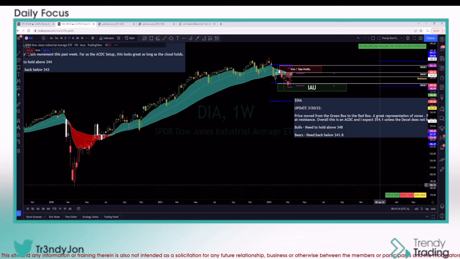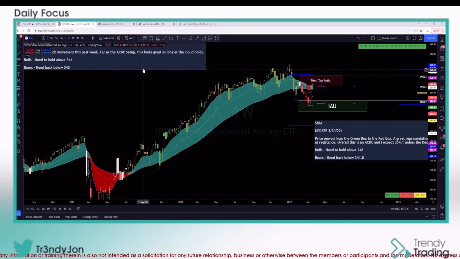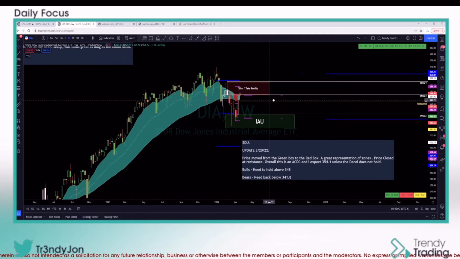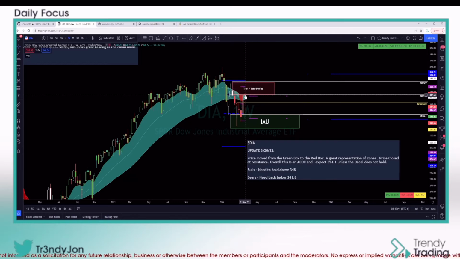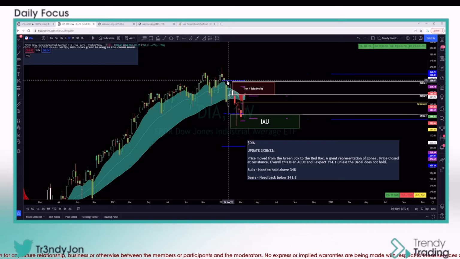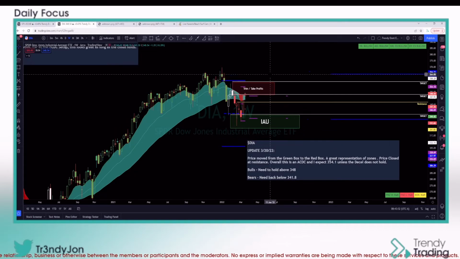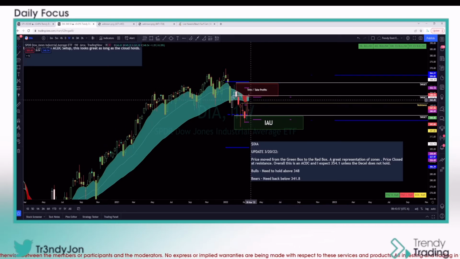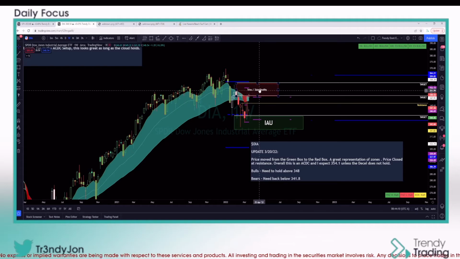On the DIA, again, a different look, a little bit cleaner. And I have notes if you guys want to read that. We have moved from the green box to the red box. We didn't have much movement. It is a continuation candle. We are above the cloud. And the supply is really up here towards the yearly edge, coming in around 359 to 364. So this, again, is on my radar to watch, but it is into some supply. It's not the first time we came into a little bit of this supply. So as long as we hold above the red box, then the DIA or the Dow can continue to move up.